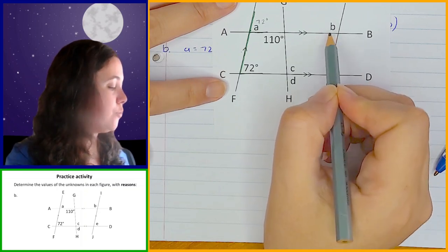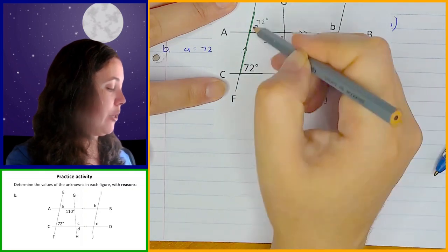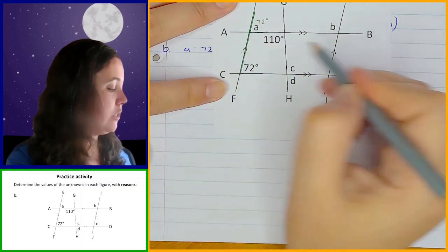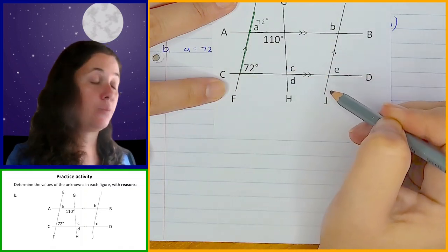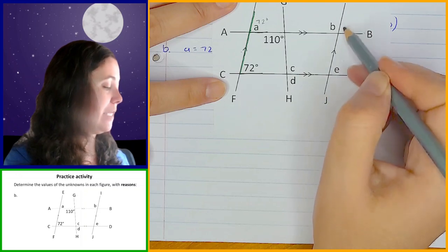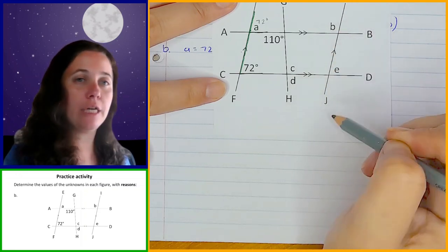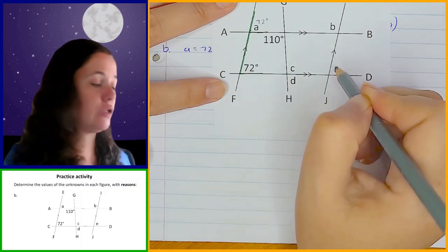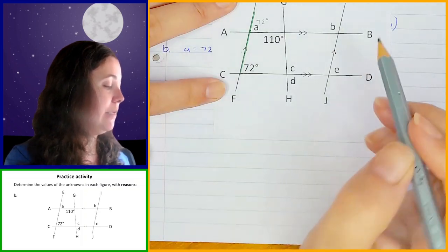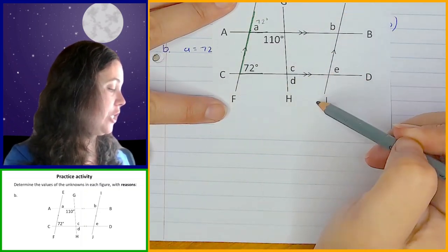Now to work out B, I know that this line is parallel to that line, and I also know that this line is parallel to that line. If I wanted to use AB and CD again like I did in the previous one, I would need to know something about an angle that is on the same transversal. This transversal is IJ. I don't know any other angles on IJ. I don't know what E is, so I can't use it to help me to work out B, so I'm not going to be able to work with AB parallel to CD. Let's have a look at our other parallel lines. I've got EF and IJ.